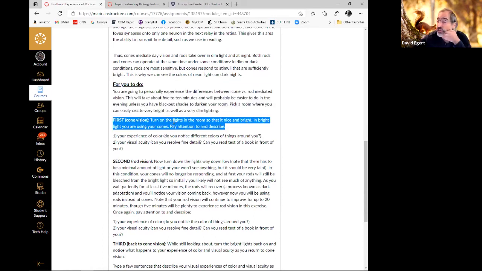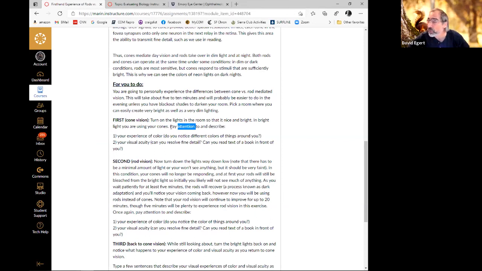So the first thing you do, cone vision. To do cone vision, all you need to do is be in the bright. So turn on the lights so it's nice and bright. You're using your cones. And again, the things I want you to pay attention to, I want you to write down, describe your experience of color. Do you see colors? And your visual acuity.